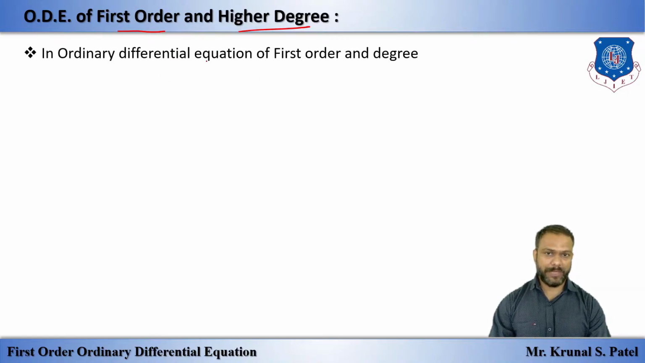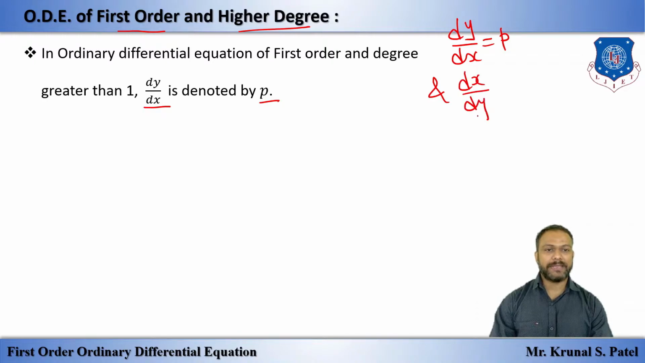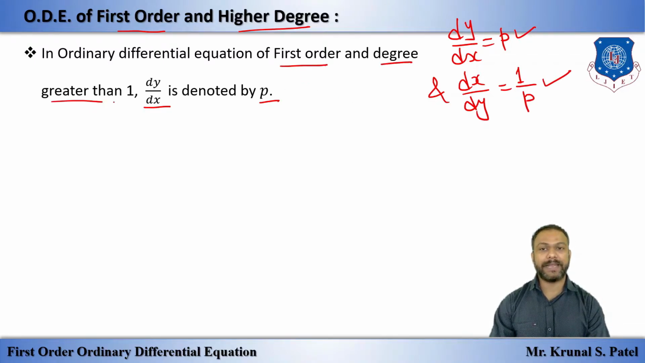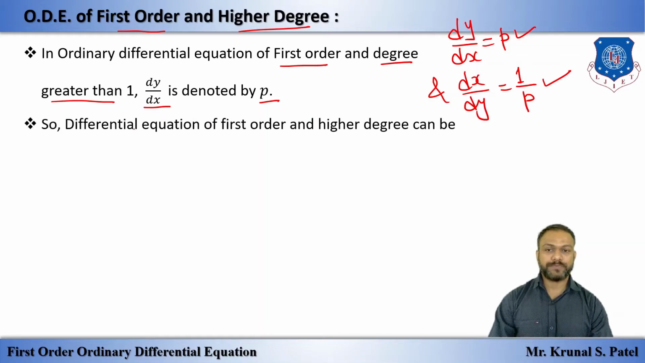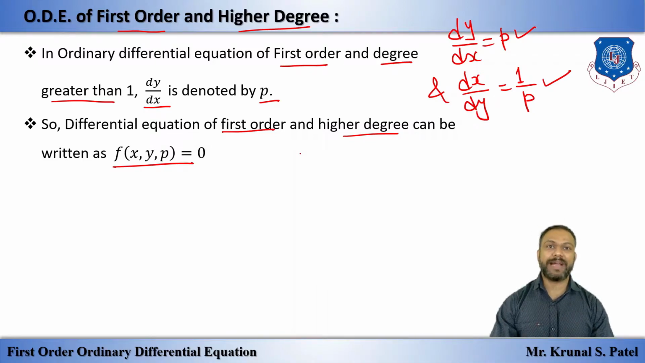In this topic, we will just denote dy by dx by p. That means whenever we have dy by dx, we will put p, and if we have dx by dy, then we will put 1 by p. So this notation we will use in first order and higher degree greater than 1. A differential equation of first order and higher degree can be written in this form. That means you will get the equation in the form of x, y and p. P, that means dy by dx.